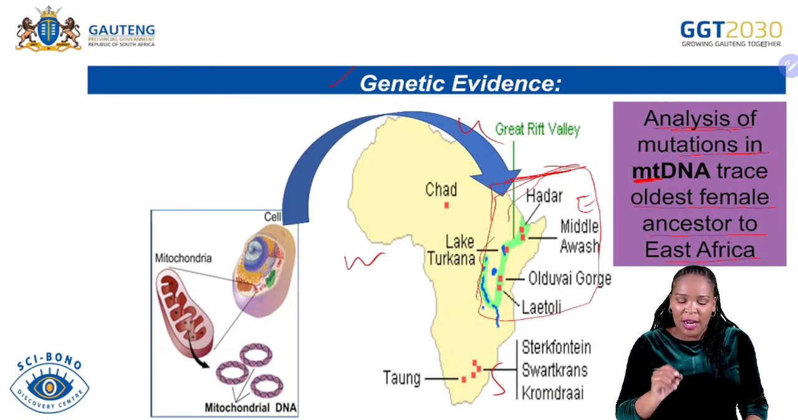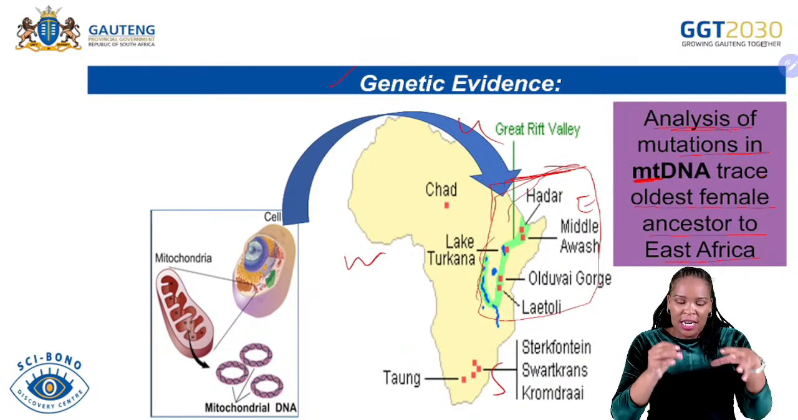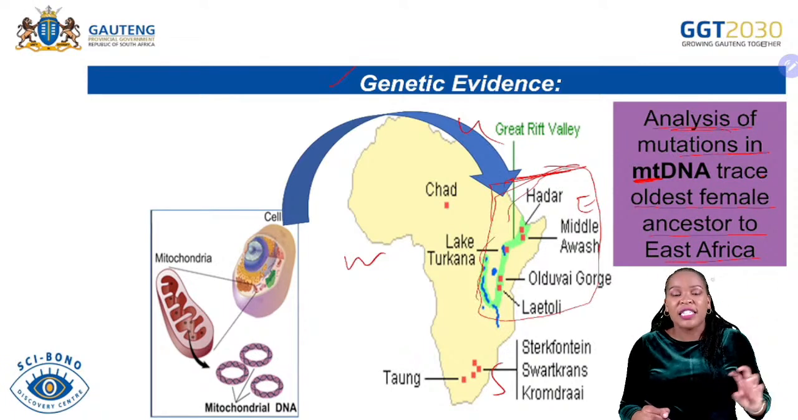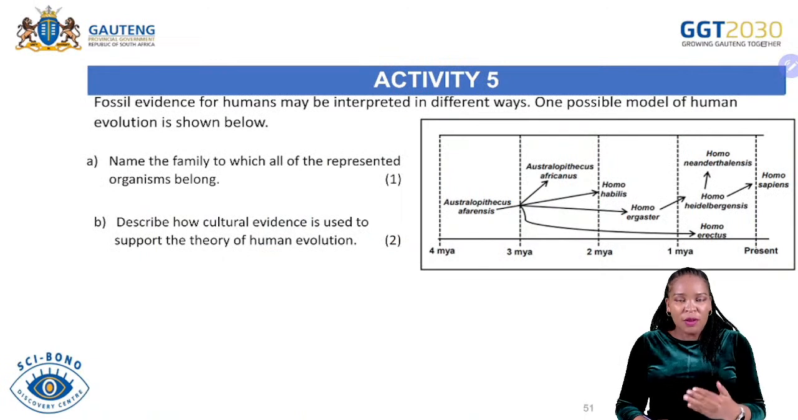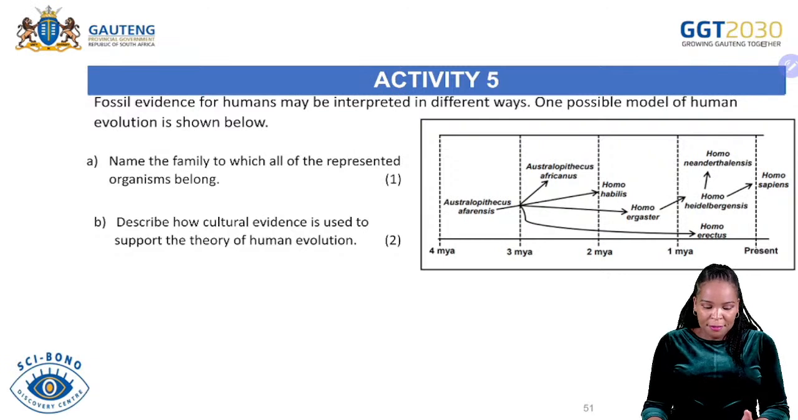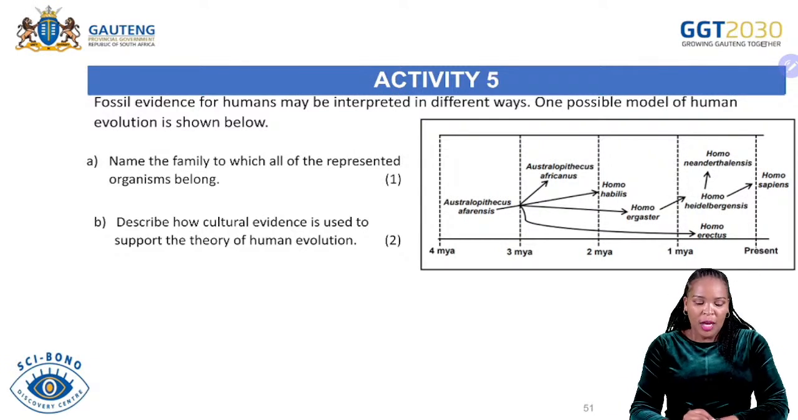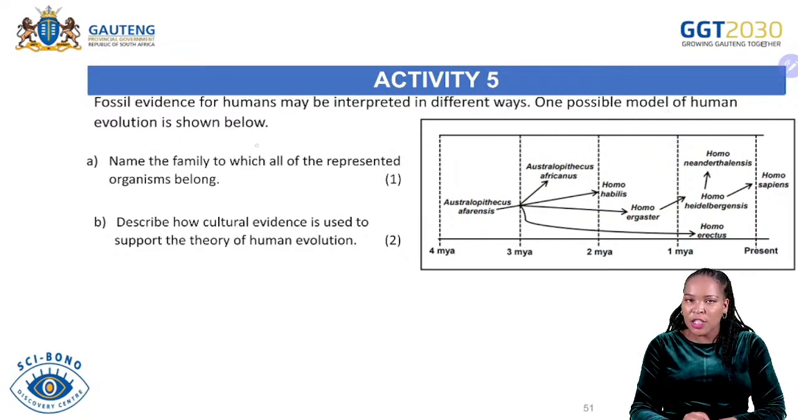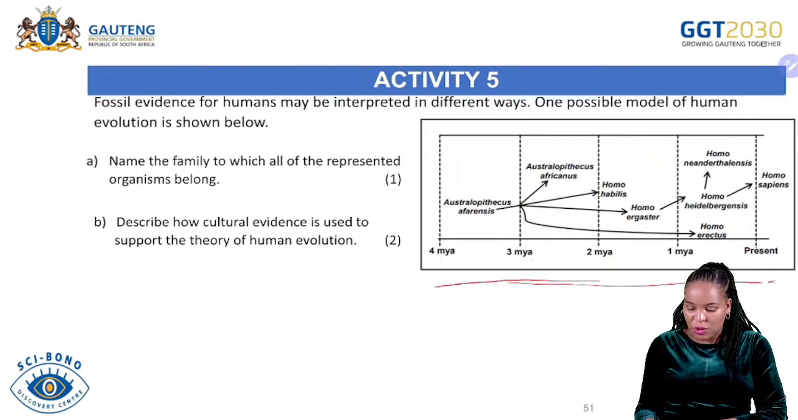So in that way, it supports that modern humans originated in Africa and later migrated to other continents. Remember, continents. Then we can take a look at an activity that will deal with this. Activity 5, this is our last activity. Fossil evidence for humans may be interpreted in different ways. One possible model of human evolution is shown below. This is a phylogenetic tree. You deal with phylogenetic trees to trace that relatedness.